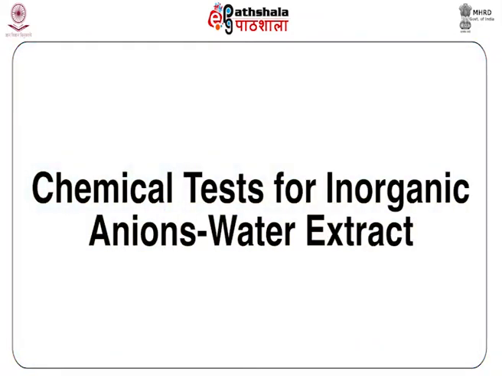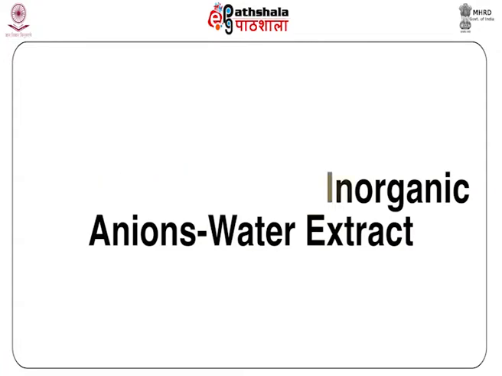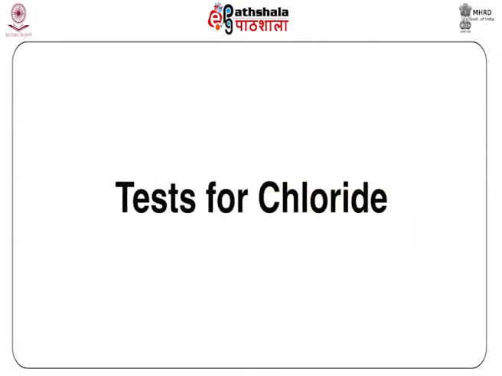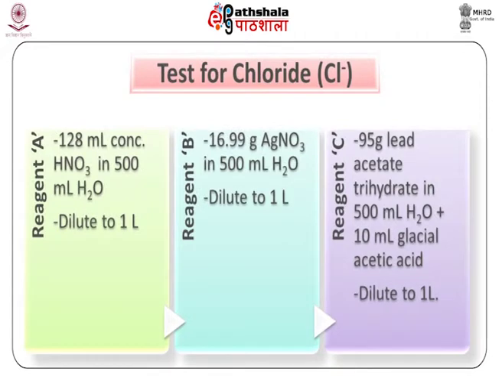Chemical tests for inorganic anions, water extract. First is tests for chloride. The following three reagents are required for detecting chloride ion in an explosive. Reagent A, it is made by dissolving 128 milliliters of concentrated nitric acid in 500 milliliters of distilled water and then diluting it to 1 liter.